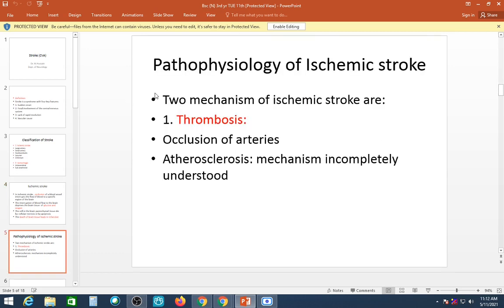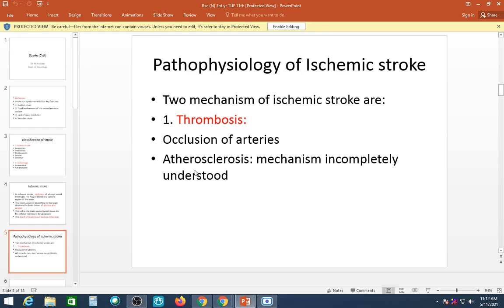Now, the pathophysiology of ischemic stroke. Why does the blood vessel become blocked? Why does the blood vessel become occluded? Two mechanisms of ischemic strokes are there. The blood vessel becomes occluded by two pathophysiologic mechanisms. One is thrombosis and the other is embolism. Thrombosis means what? The occlusion of the arteries takes place by a mechanism called atherosclerosis.